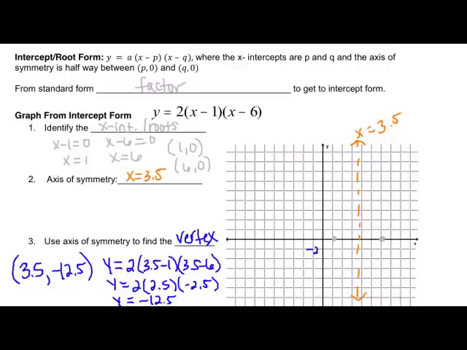I'm going to go down by 2's so I can fit it on the graph. So I'm going to go down negative 12.5. So my vertex is down here, (3.5, negative 12.5). And that is my graph. And again, in intercept or vertex form, your a value, if it's positive, it's going to be opening up. If it's negative, it's going to be opening down.